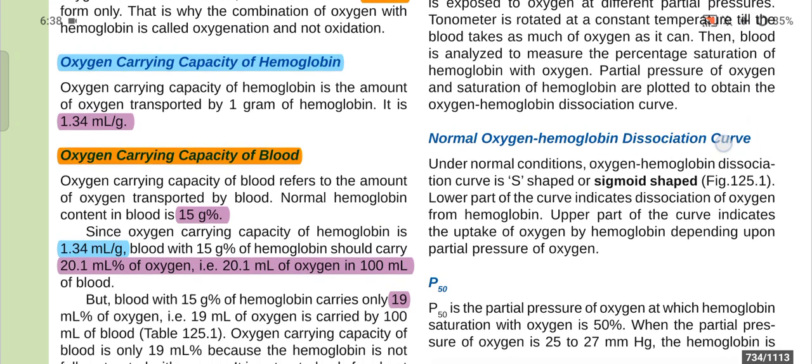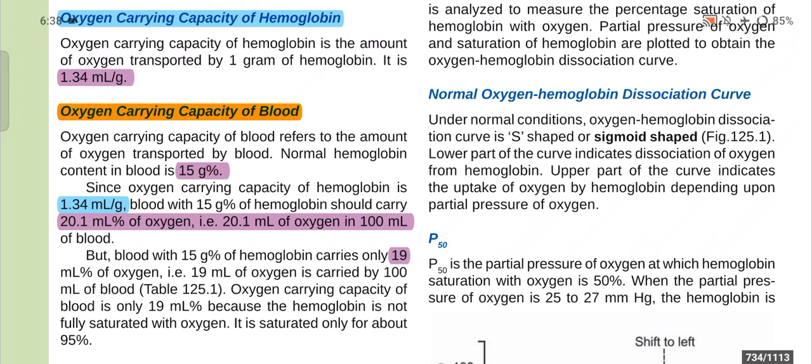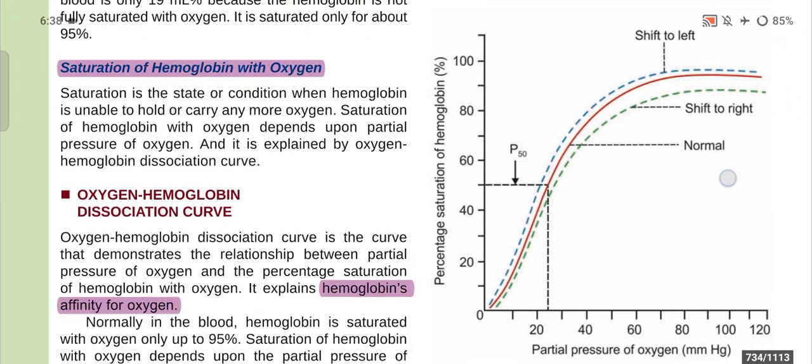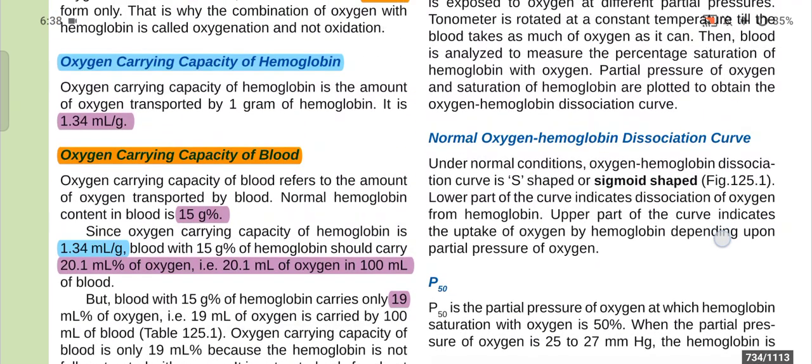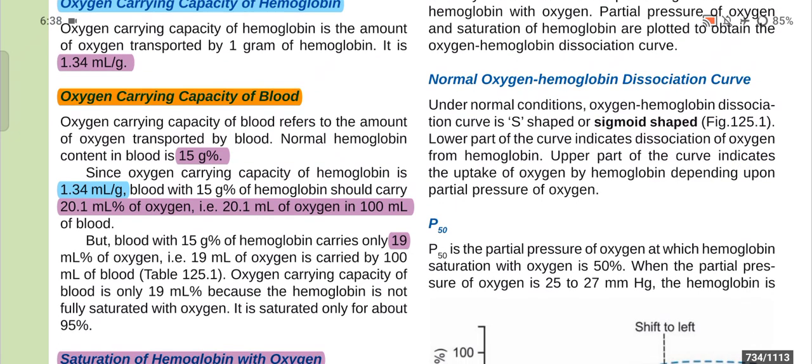Now, the normal oxygen hemoglobin dissociation curve. Under normal condition, the oxygen hemoglobin dissociation curve is S-shaped or sigmoid shaped. The lower part of the curve indicates the dissociation of oxygen from hemoglobin, and the upper part of the curve indicates the uptake of oxygen by the hemoglobin, depending upon the partial pressure of oxygen. Now, what is P50?